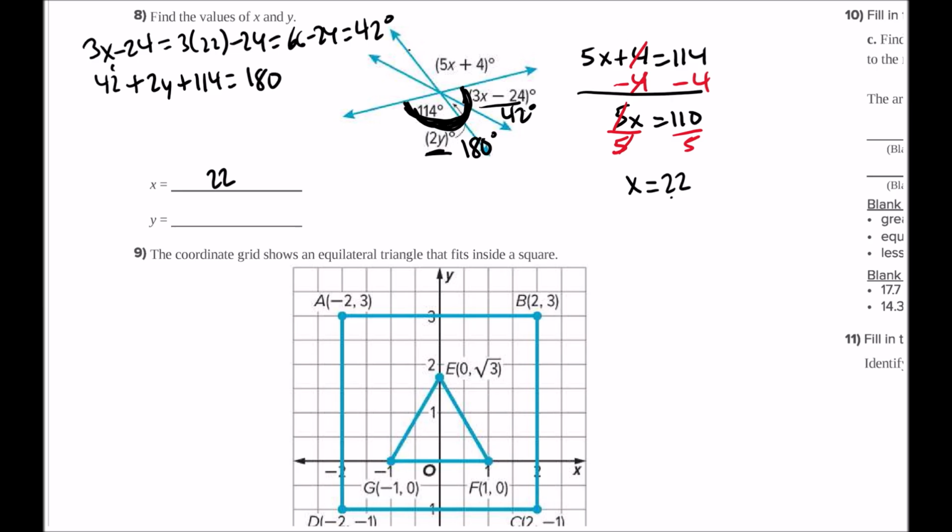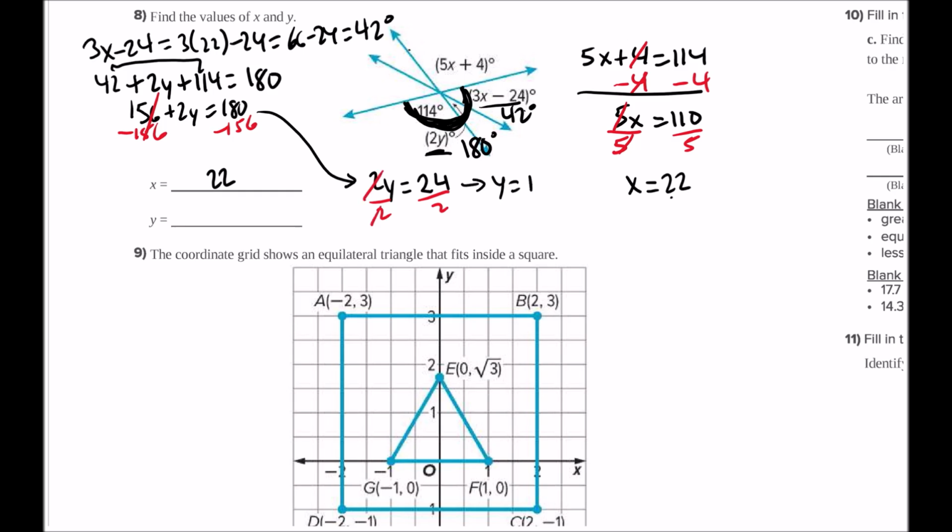All right, so let's combine the 42 and the 114, and that turns into 156. And now I'm going to subtract 156 on both sides. Because I'm running out of room, I'll just do it over here. So we got 2y equals 24, then divide by 2, get y equal to 12. There you go.